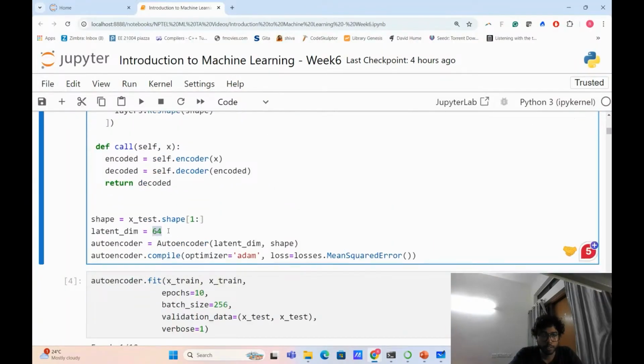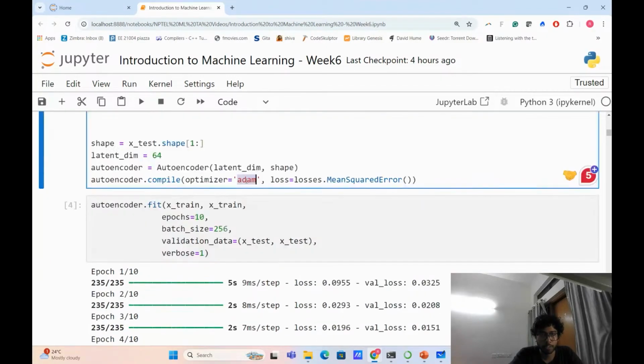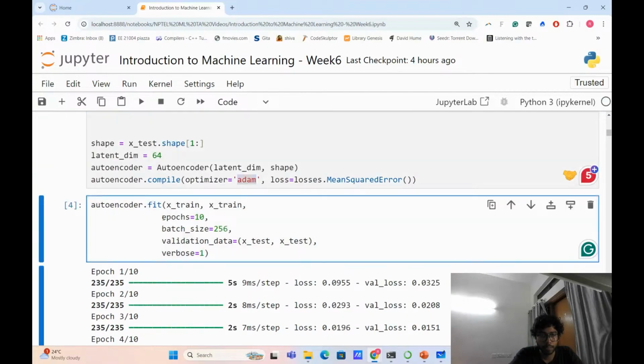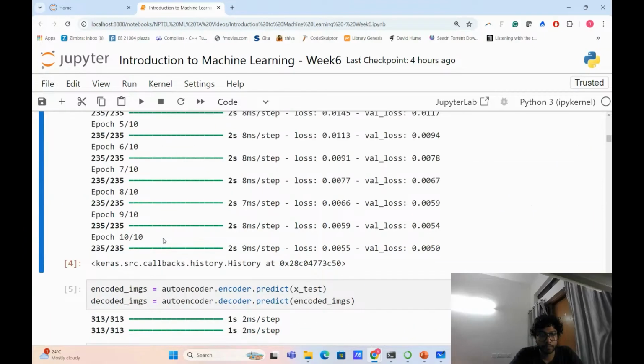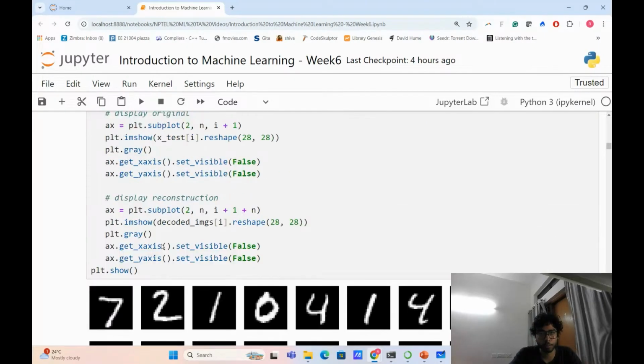Okay, so this is the latent example, and this is the loss function, which is the mean squared error that we are giving. You can choose other loss functions as well. This is the Adam optimizer, one of the optimizers that we use, and we have trained this model with 10 epochs, and this is the batch size, okay? And then we are seeing the output. Okay, so this is the result. The bottom panel is the result with the encoded images, and the original images are on top.